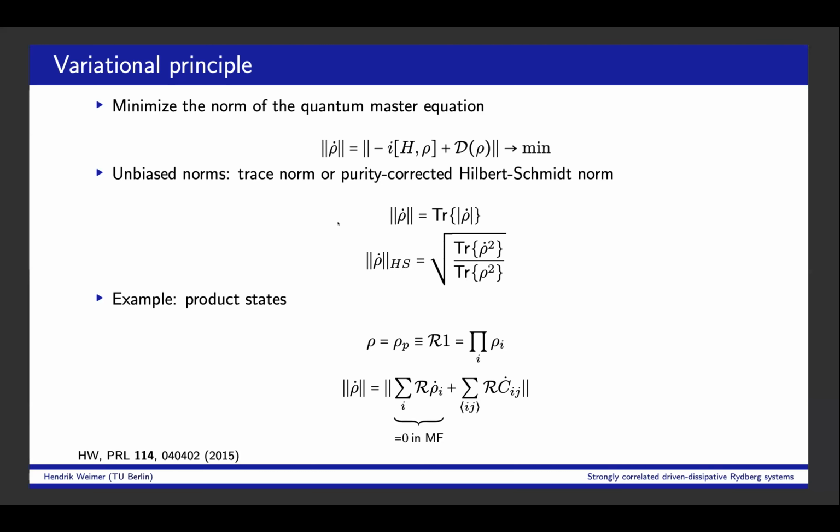And there are different norms that you can use. It's not really important which one you take, but you have to be careful. And one thing is, as the easiest variational manifold, you can use product states, so you just have basically products of your single-site density matrices. So this R operator just makes many copies of that.